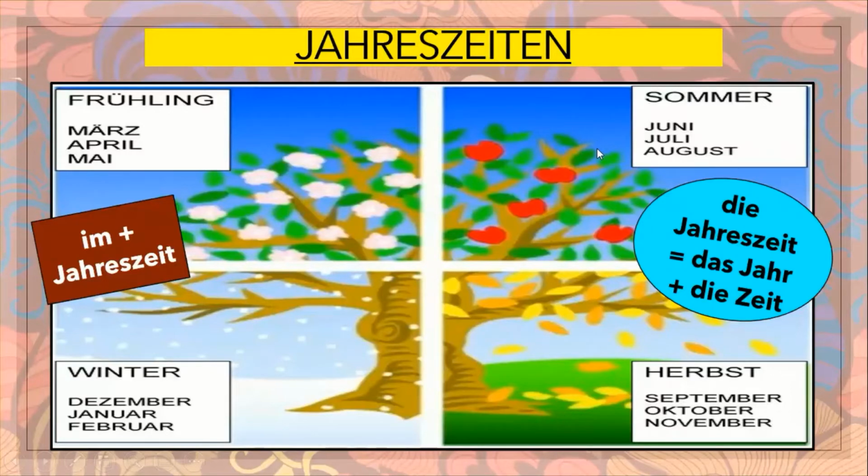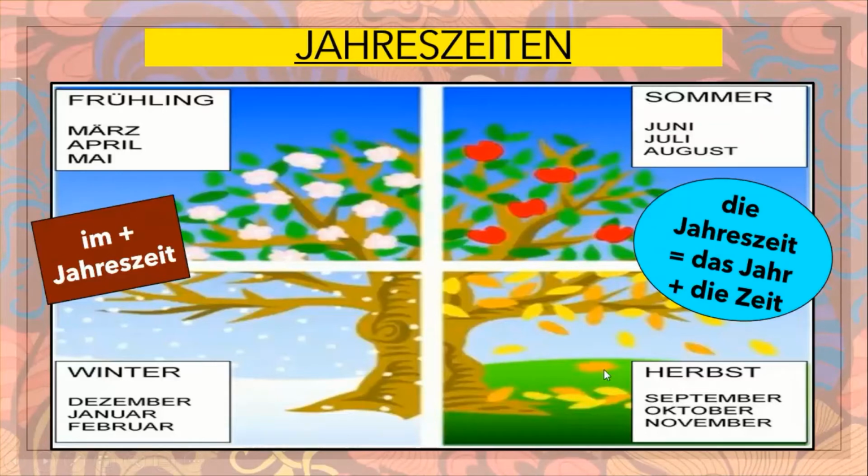Then we have Sommer, which is summer. So it is not very differently written compared to the English language, but of course pronounced Sommer. So in Frühling we have März, April, Mai as the months, and in summer we have Juni, Juli, and August.